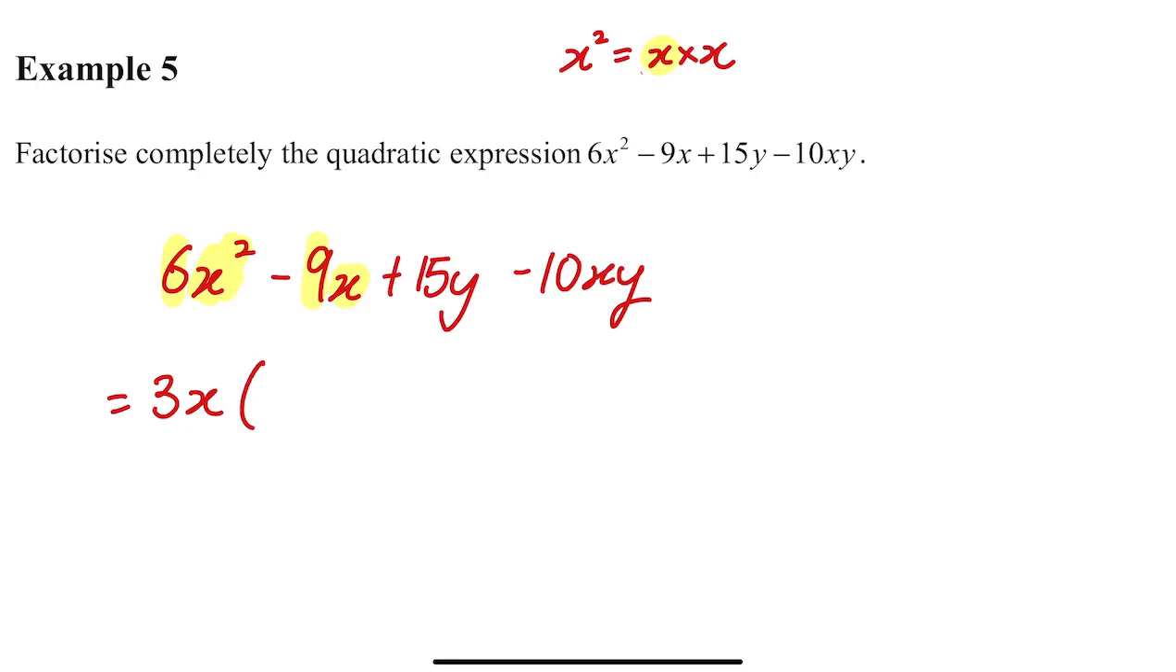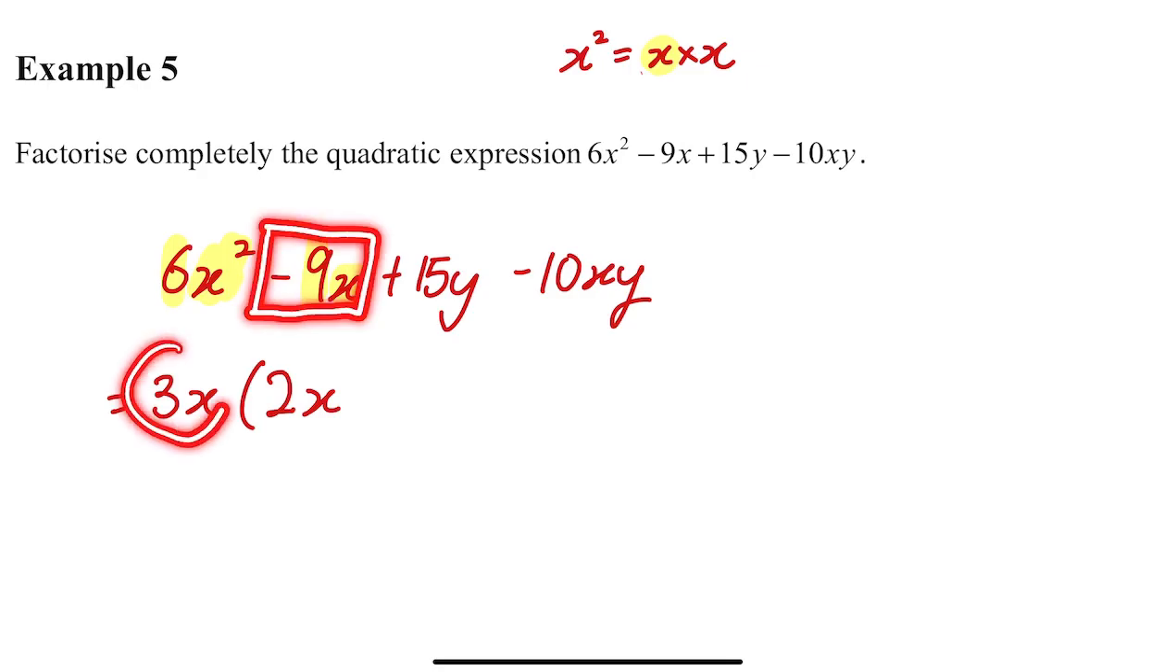Then I check what I am left with. 6x squared, I take out 3x, I divide this, I'm left with 2 and 1 copy of x, because if I were to multiply this together, I will get back 6x squared. Next term, negative 9x. Take out 3x, x will disappear, 9 will turn into 3. I'm left with minus 3.